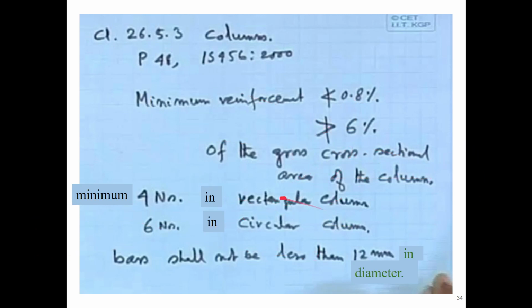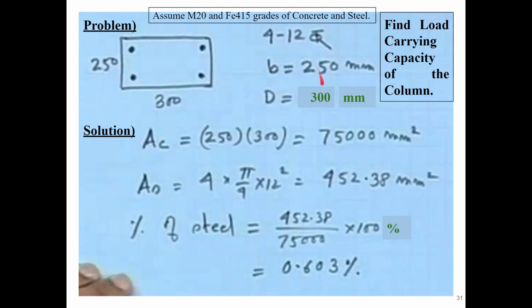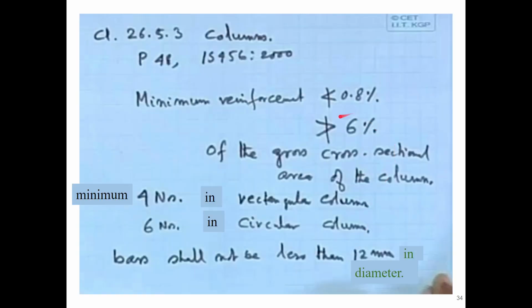In case of a rectangular column, the minimum number of bars should be 4, whereas in case of a circular column, the minimum number should be 6. These are the points we have to take into account, and bars should not be less than 12 mm diameter. Here it was taken as 12, so from that respect the size is okay. So it should be between 0.8% and 6% of the cross-sectional area; minimum bars for a rectangular column 4, for a circular column 6, and the bar size should not be less than 12 mm for the longitudinal bars.